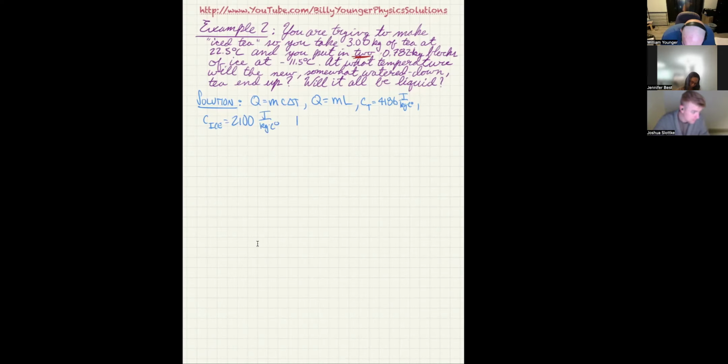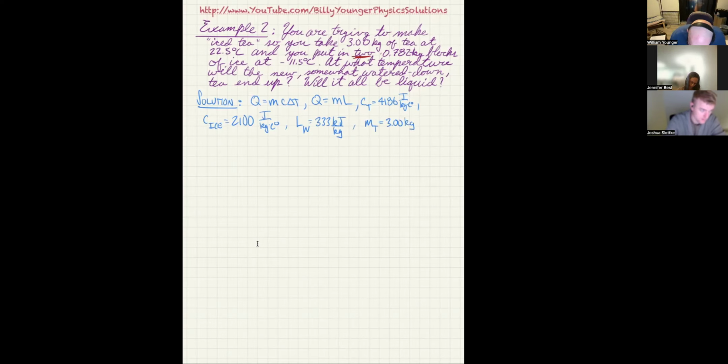We also know that the heat of fusion of water, which I'll just write as W, because it turns out that H, 2, and O is a lot more writing than just a W. So with this one, we know that the latent heat of fusion is 333 kilojoules per kilogram. Okay. I think that's just about it. We do have, of course, the mass of the tea. So the mass of the tea is equal to 3.00 kilograms.